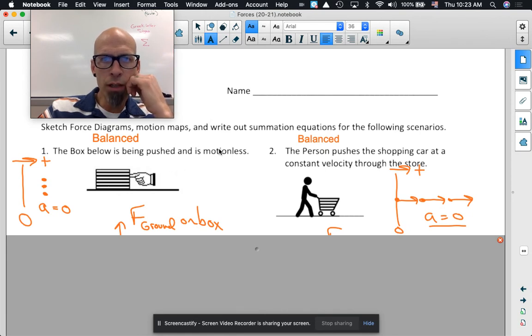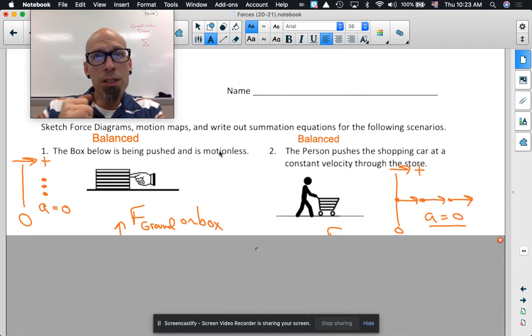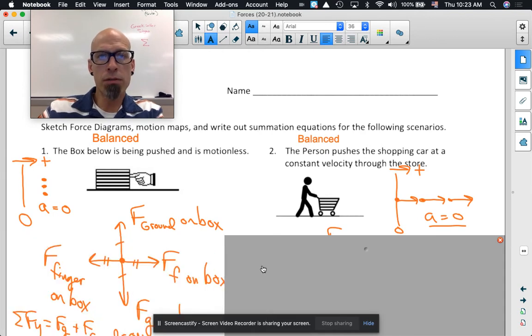But it's not moving, it's motionless. So there must be what? There must be a friction force. They didn't tell us there was a friction force, but there has to be.